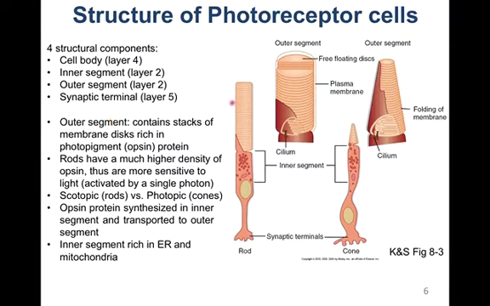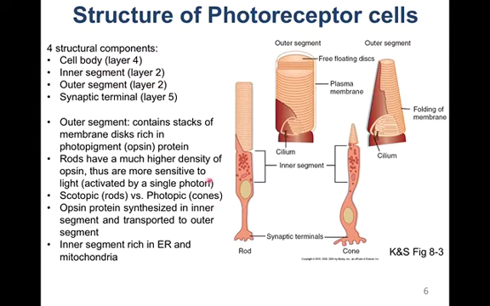Okay, so let's zoom in on photoreceptors, rods, and cones. Whether we're talking about rods or cones, there are 4 main components. There's a cell body, so I'm circling the cell body for you on the slide. The cell body would be here, where you have the nucleus and ER and all of the business stuff of the cell. And then you have the inner segment, and you have the outer segment, and then you have the synaptic terminals.